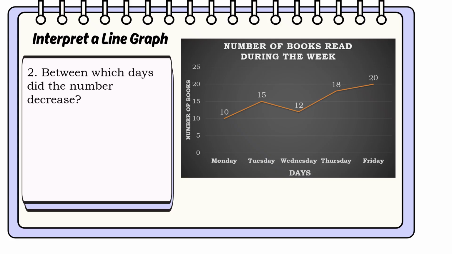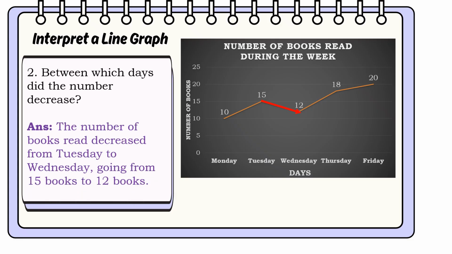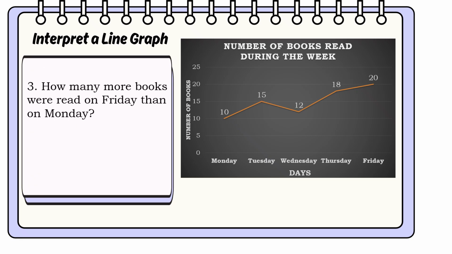Between which days did the number decrease? What do you think the answer is? Okay, let's find out. The number of books read decreased from Tuesday to Wednesday, going from 15 books to 12 books.